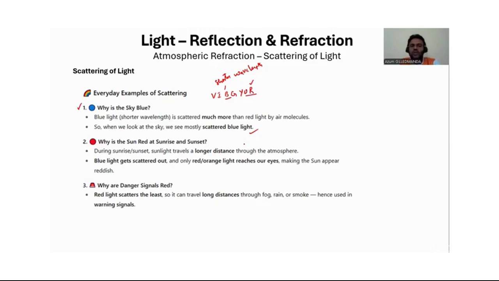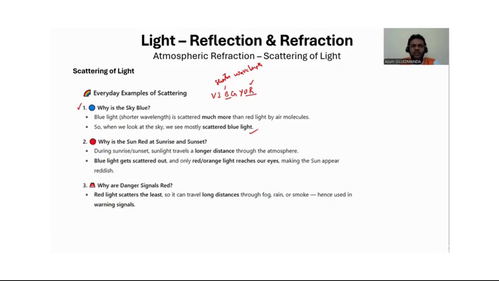So basically, why we see the sky as blue is that the most visible lights are blue and red. Red light has a higher wavelength, so it doesn't scatter much. Blue light has a shorter wavelength and it scatters more. So we will mostly see the blue light. That's why we always see the sky as blue.